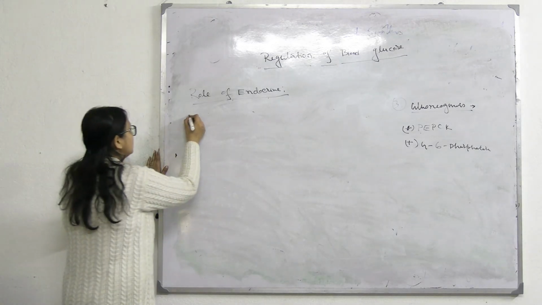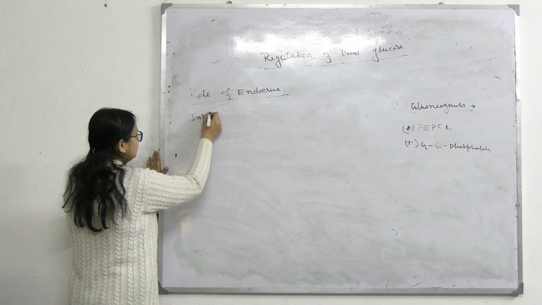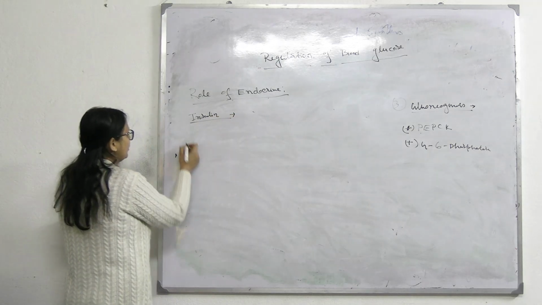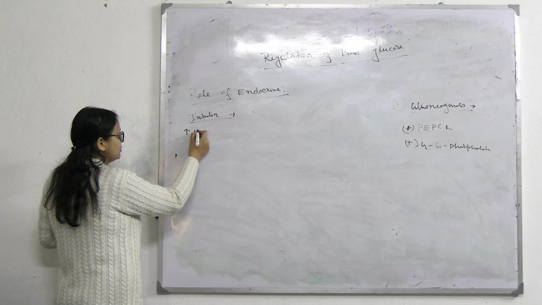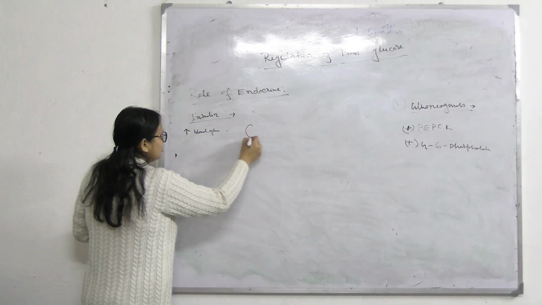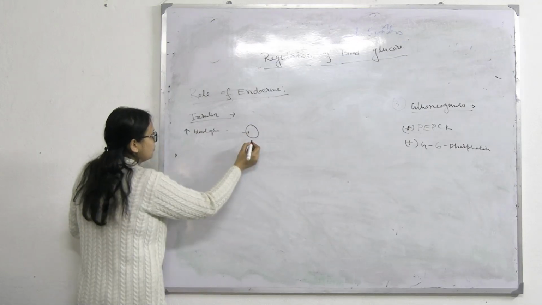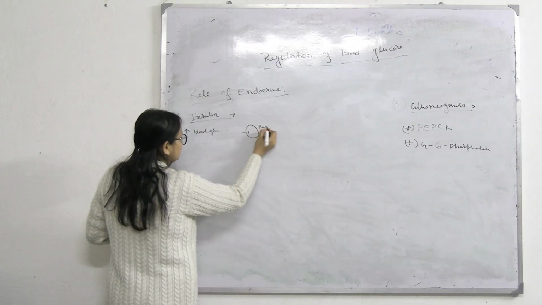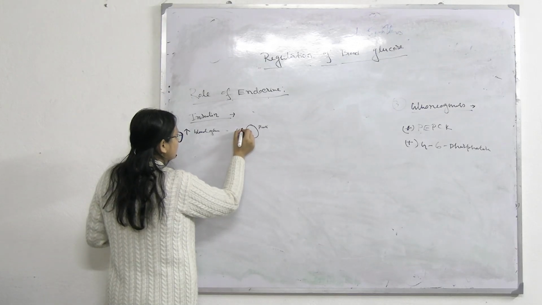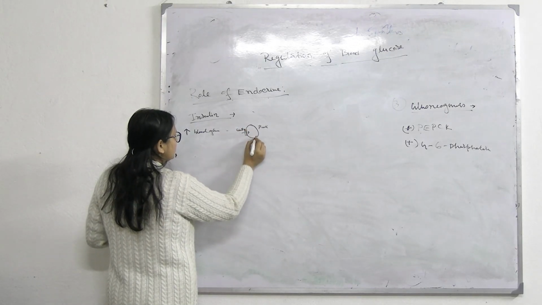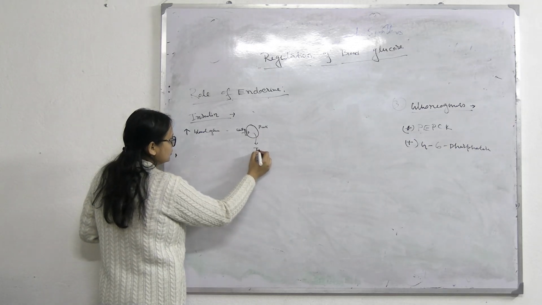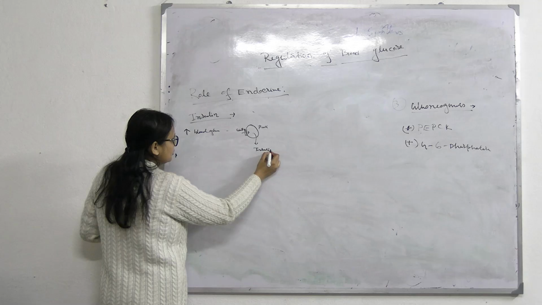Role of insulin. When there is increased blood glucose level, then glucose will enter into the beta cell via GLUT. Which number GLUT? GLUT 2, and it will stimulate the secretion of the insulin. Okay.